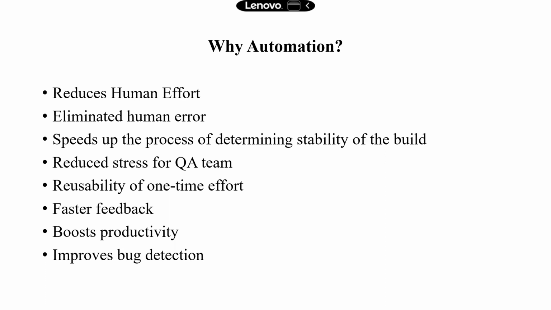We are getting our testing results in some hours. So we are basically improving bug detection. The bug that was supposed to be found on the 15th or 20th day when we were testing manually can be caught at the first stage, on the first or second day, when the automated scripts are run. So I hope you guys have got an idea why we need automation. Go through these points, and this is why we are going to automate.